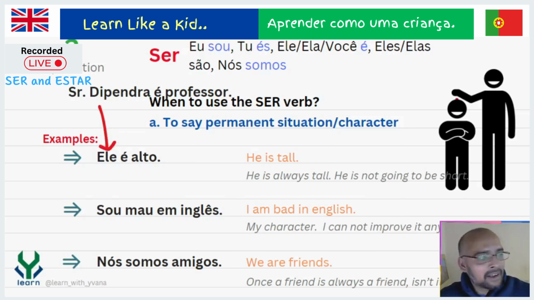So here, this pronoun "él" replaces Señor Dipendra, because we are talking about Dipendra. So I say "Señor Dipendra es profesor", because it is his profession. His profession is permanent, right? It is not going to be changed. Today he is a teacher, and if he doesn't teach, still he is a teacher.